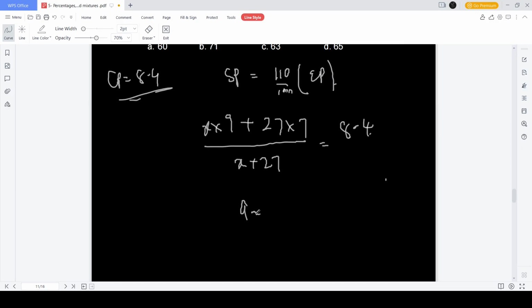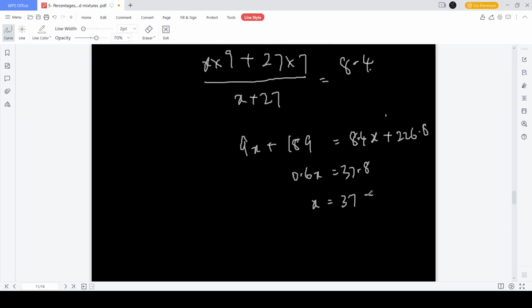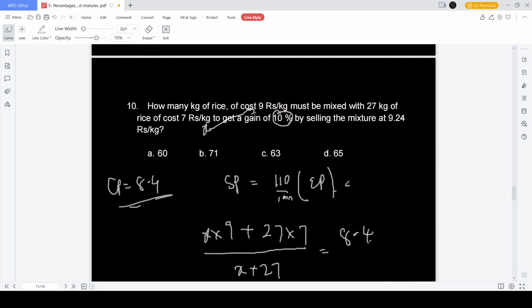Now we solve this equation. We get 9x plus 189 is equal to 8.4x plus 27 times 8.4, that is 226.8. If we isolate the x, we get 0.6x is equal to 226.8 minus 189, which is 37.8. So now x comes as 37.8 by 0.6, so that is 63. So basically 63 kgs of rice of cost 9 rupees per kg had to be mixed.